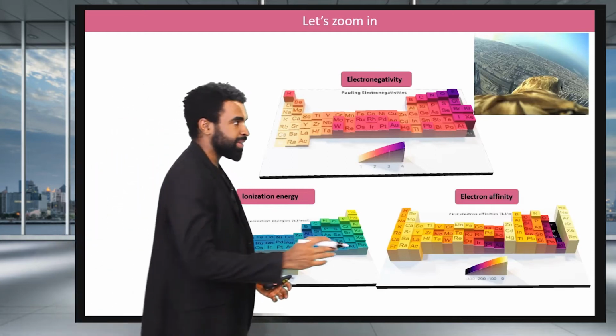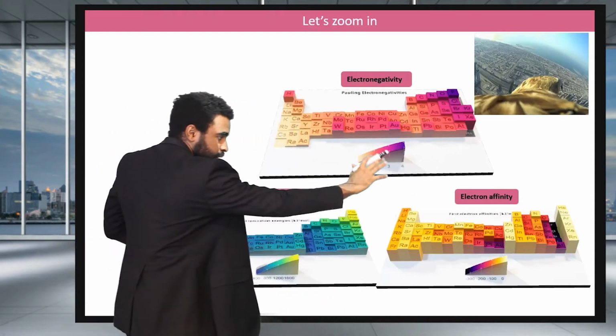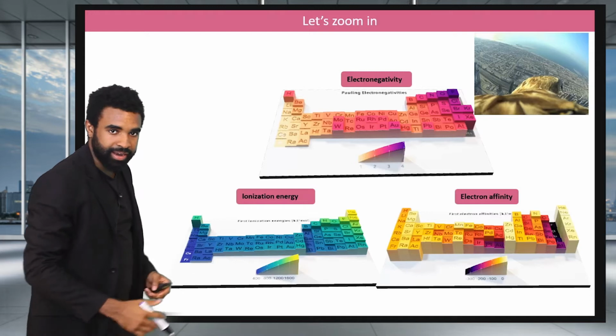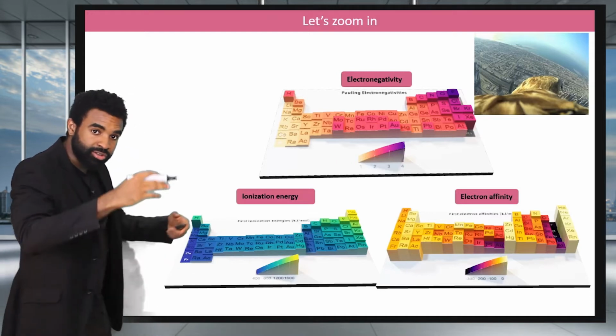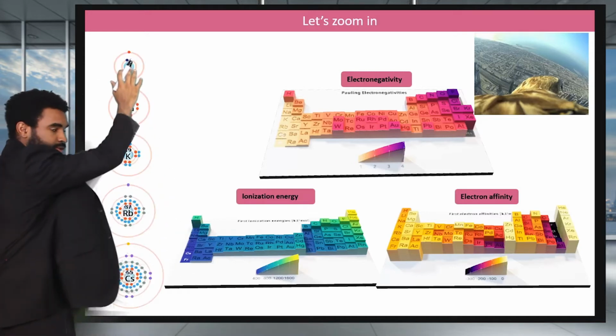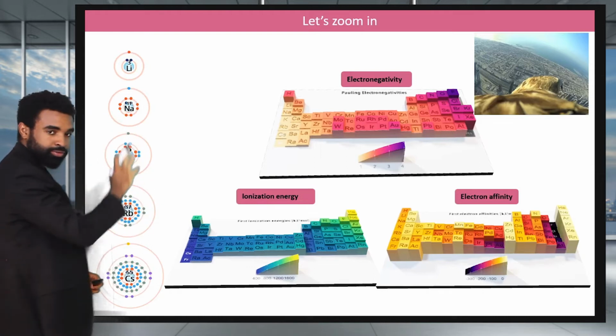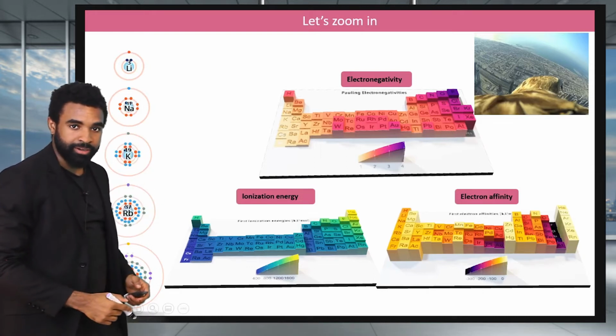So far, we've been taking a kind of bird's eye view of the periodic trends across the entire periodic table. Now we're going to zoom in a little bit into just group 1 to understand the trends for group 1 in a bit more detail. So let's get started.